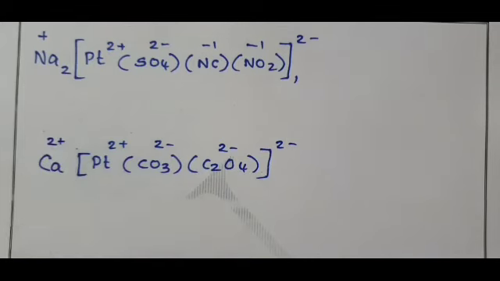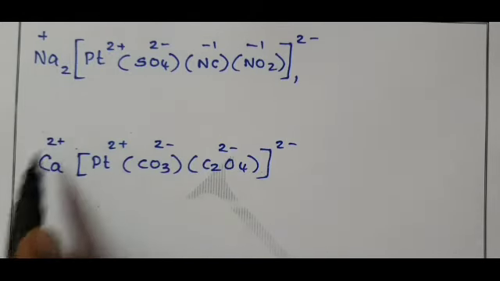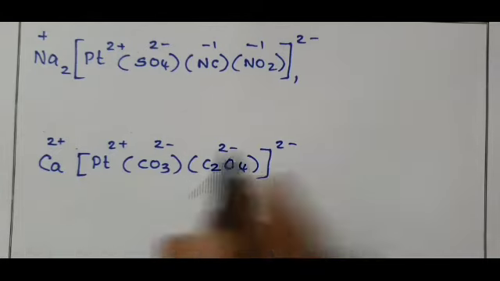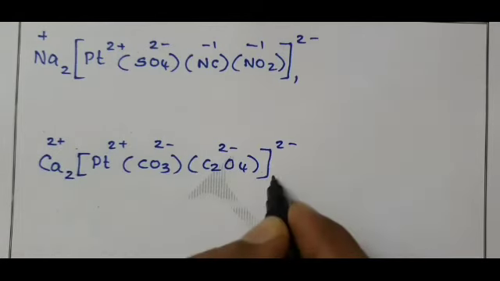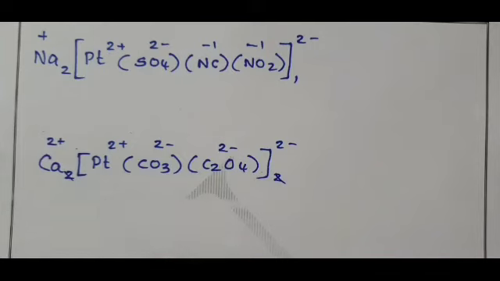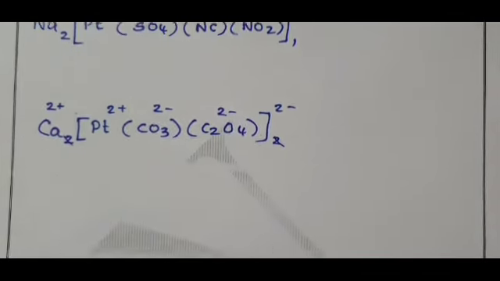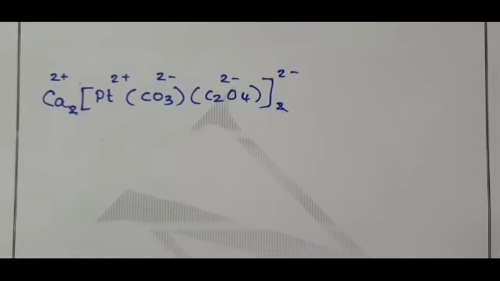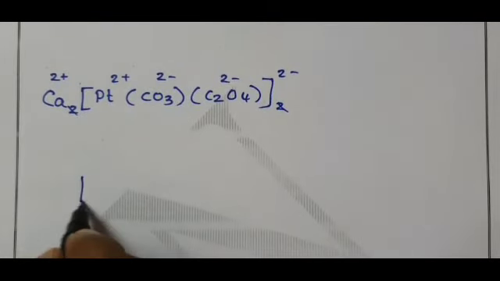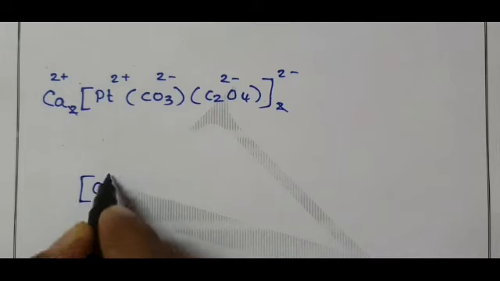plus calcium. Calcium, an alkaline earth metal, always loses 2 electrons to become noble gas electronic configuration. That 2 is here, this 2 is there, 2 get cancelled. Correct? Then come to mixed type of ligand with, for example, copper, Cu is a 2 plus ion.